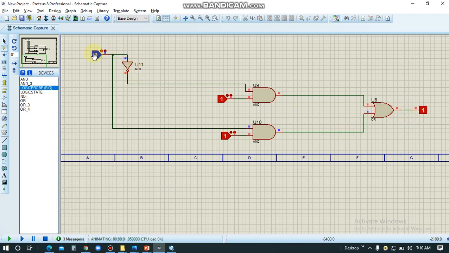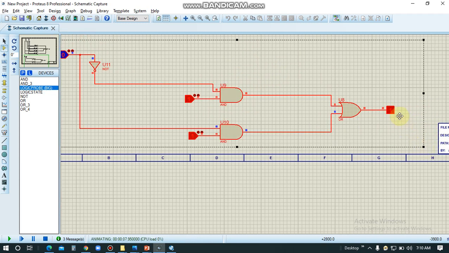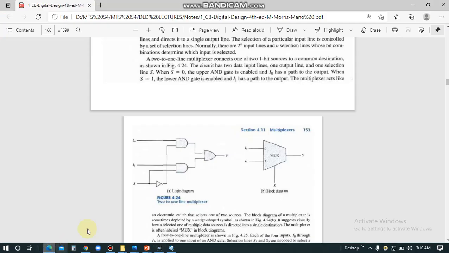So if it is a 0 in the selection line, we see that gate 1 is being enabled, and we get a single signal in the output. If the selection line is 1, it will enable the second gate instead of the first gate. So basically it is a selector of which signal will be displayed in the output. So I think I'm very clear with the concept of how a 2 to 1 multiplexer works.